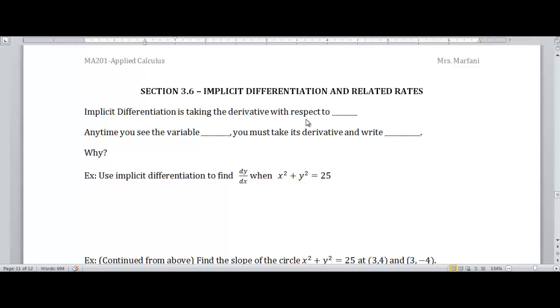Hello, let's do section 3.6 today, which is implicit differentiation and related rates. What is implicit differentiation? Implicit differentiation is taking the derivative with respect to x, okay? And the problem will indicate to you what your variable is.